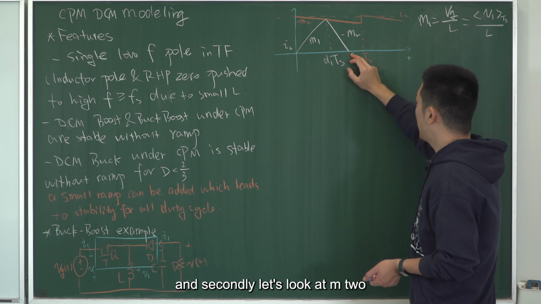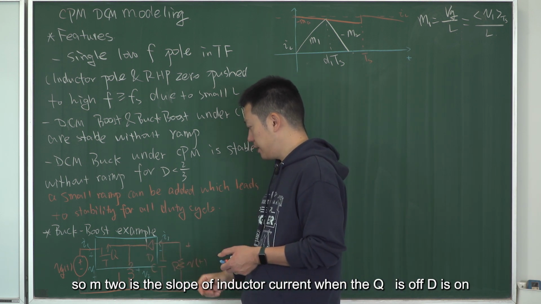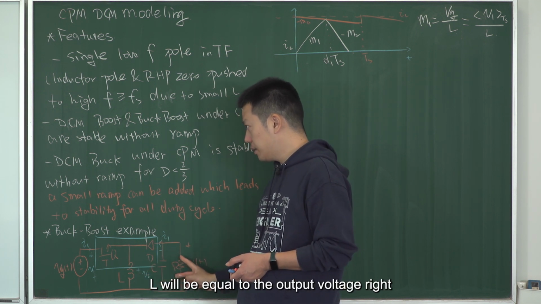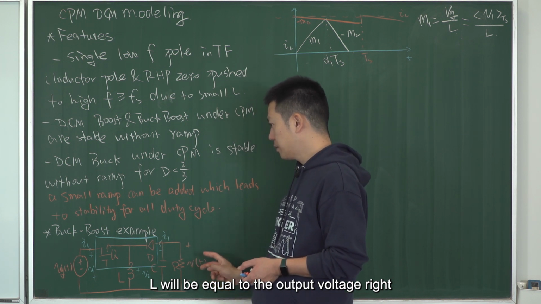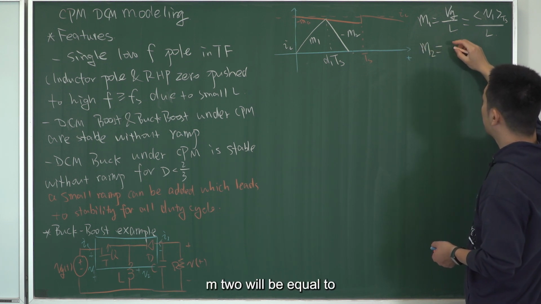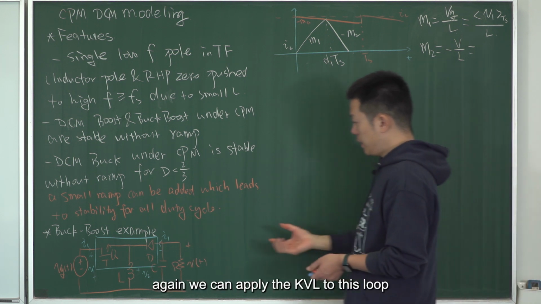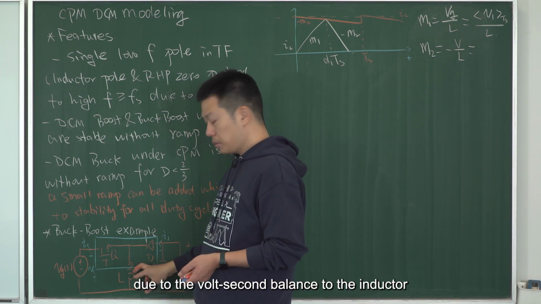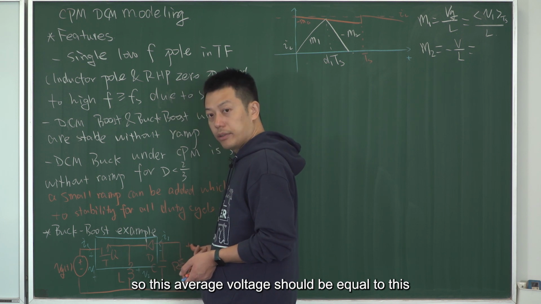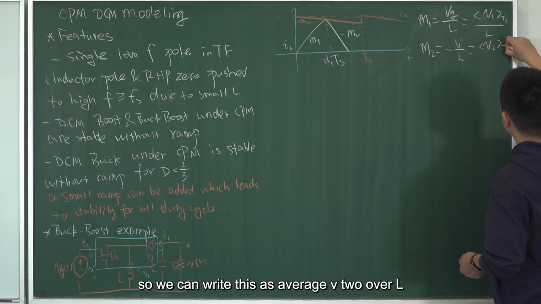And secondly, let's look at M2. M2 is the slope of the inductor current when Q is off and D is on, so the voltage across L will be equal to the output voltage. So M2 will be equal to minus output voltage over L. Again, we can apply KVL to this loop due to the volt-second balance of the inductor. So inductor average voltage is 0, so this average voltage should be equal to this output average voltage. So we can write this as minus average V2 over L.